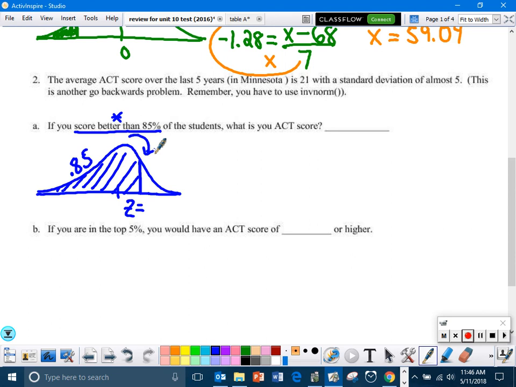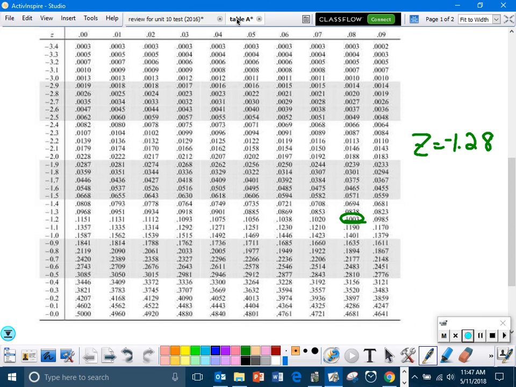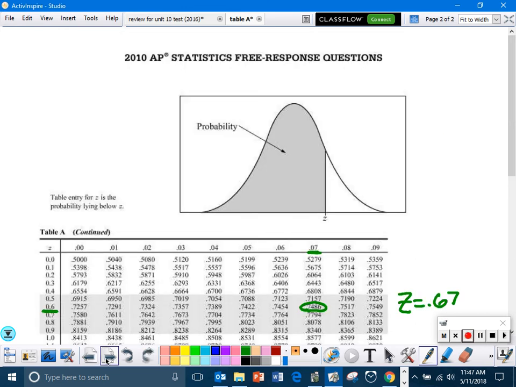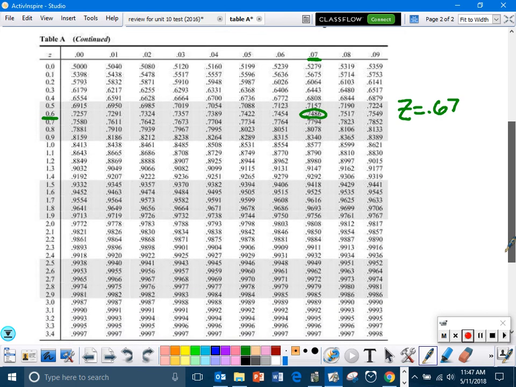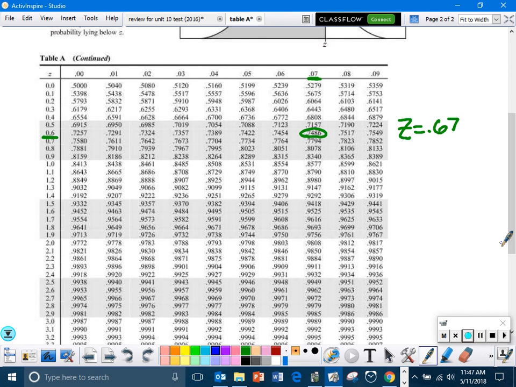So back to the table first. I'm going to find my z-score with the table. I'm going to go to the positive side and get as close to 0.85 as I can. Well, here's 0.8485, and here's 0.8508. So it looks like the z-score would be 1.04.